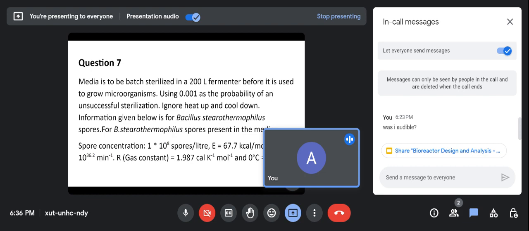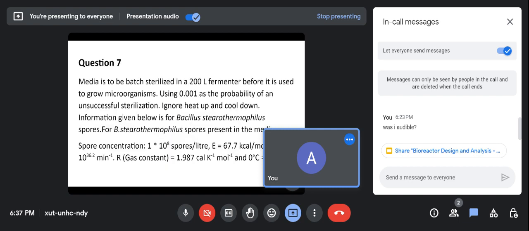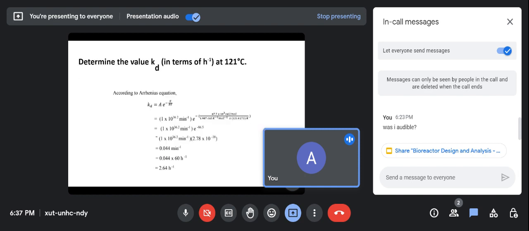You have to ignore the heat up and cool down, and the information given is for Bacillus stearothermophilus spores. Okay. So the spore concentration is 10 to the power 8 spores per liter. E is given, A is given, gas constant is given, and temperature is given. So you have to determine the value of Kd, the rate constant of death, at 121 degrees Celsius.